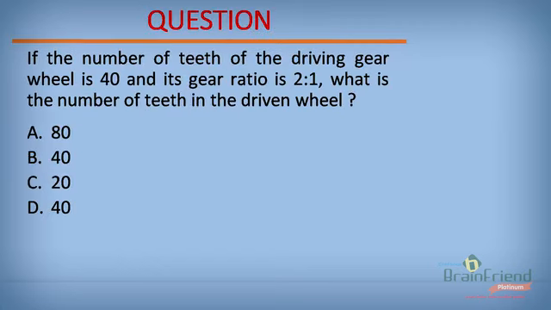Let's take some questions. Question 1. If the number of teeth of the driving gear wheel is 40 and its gear ratio is 2:1, what is the number of teeth in the driven wheel? A, 80, B, 40, C, 20, D, 40.